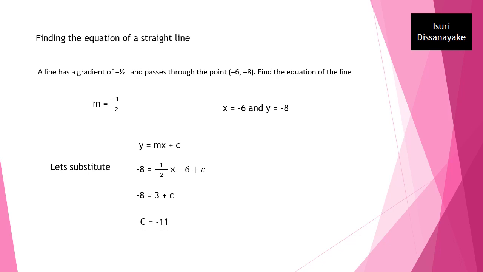So for us to write the equation of a straight line, which is y equals mx plus c, we need the value of m and the value of c. So according to this, the value of m is given, and the value of c we work out and find. So finally we can write the answer as y equals -12x -11.